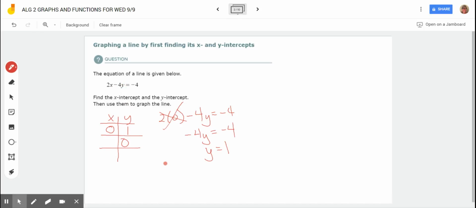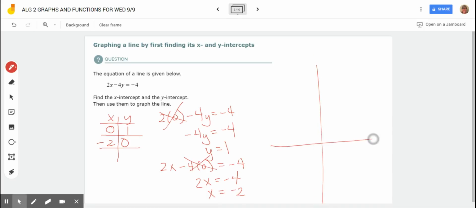Okay, let's try the next one. Let's plug in a 0 for y. So 2x minus 4 times 0 equals -4. Cancel that out. 2x equals -4. 2 times a number is equal to -4. That would be -2. And there you go.